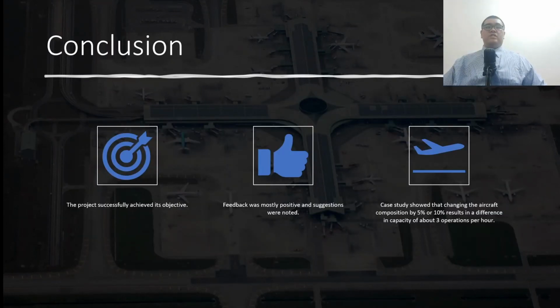Now, in conclusion, the project successfully achieves its objective to develop an airport capacity calculator in the form of a GUI. The feedback was mostly positive, and the suggestions received were noted. And the case study showed that changing the aircraft composition by around 5% or 10% results in a difference in capacity of around 3 operations per hour.